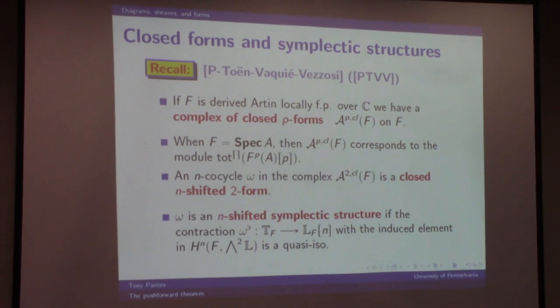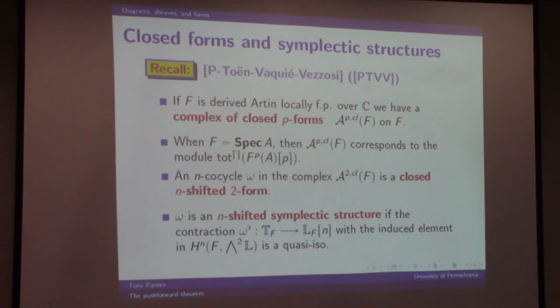And so a cocycle in this complex, say if we do form degree 2, is going to be a closed 2-form. And because we are dealing with a complex, you can take a cocycle in any homological degree. So you can shift that complex by n, and you can take an n-shifted 2-form, which is just a degree n cocycle in this complex.